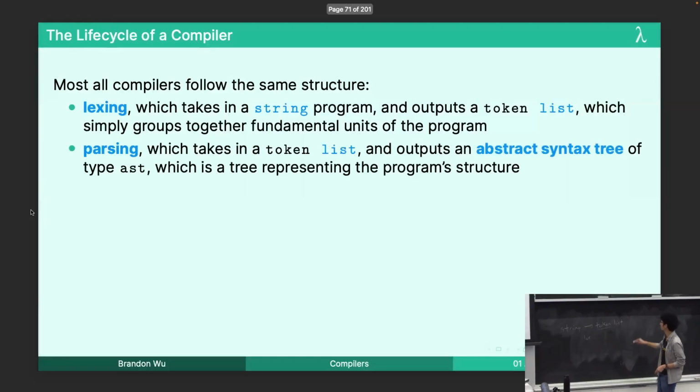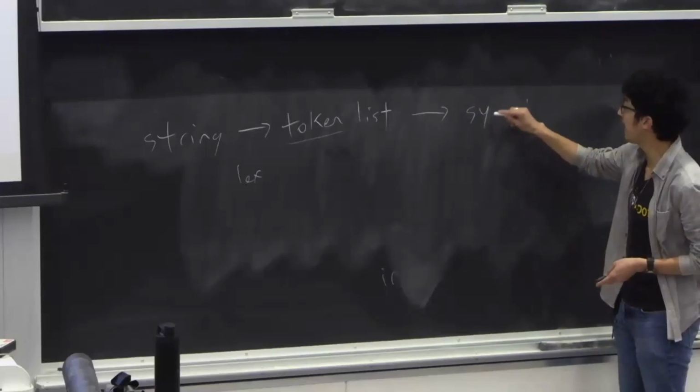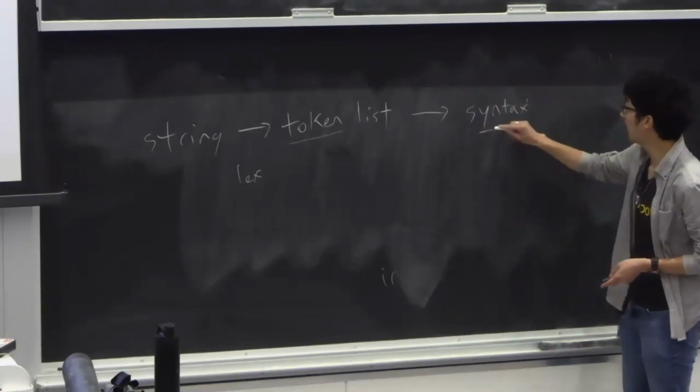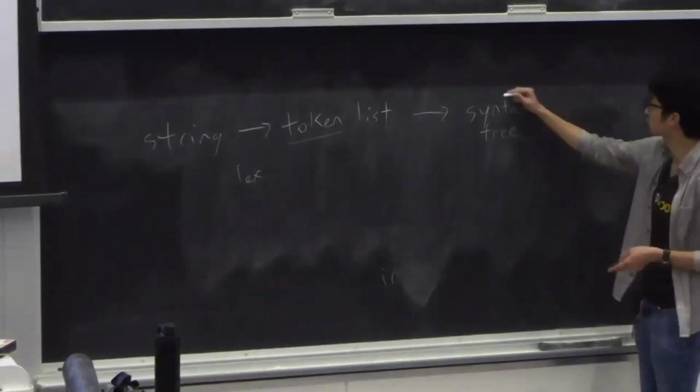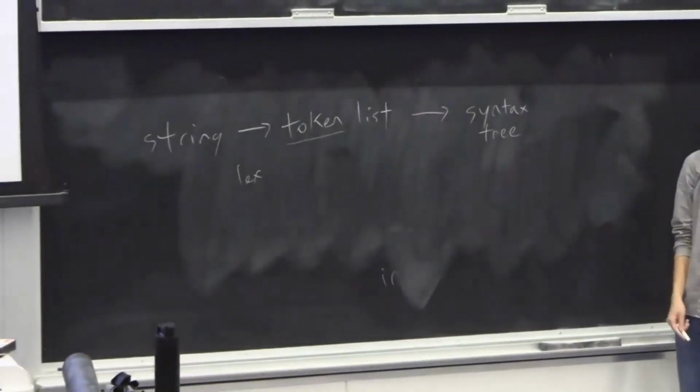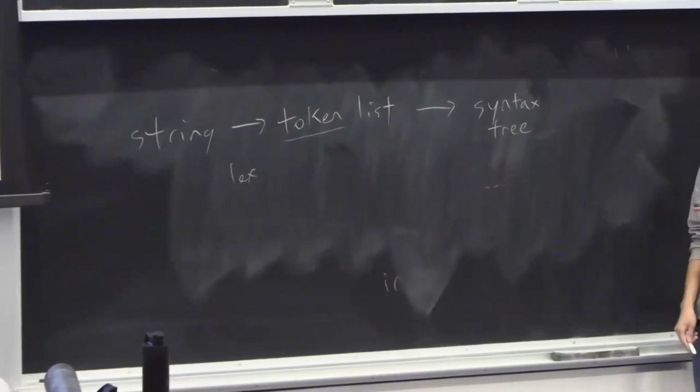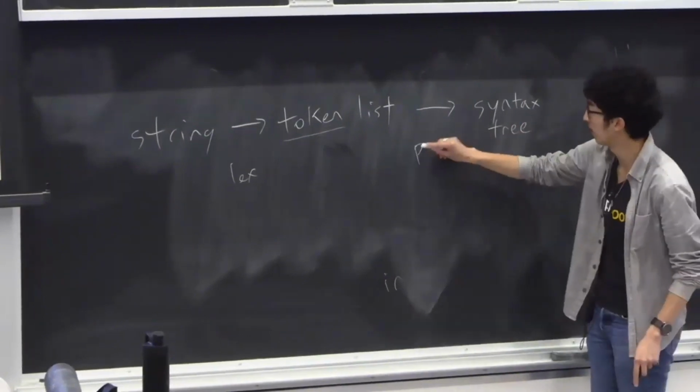The next step is called parsing. Parsing is where we take this token list and turn it into a syntax tree. I may have alluded to this earlier, but programs are just trees, right? As you saw in your midterm one. So a syntax tree is what we get when we do parsing.